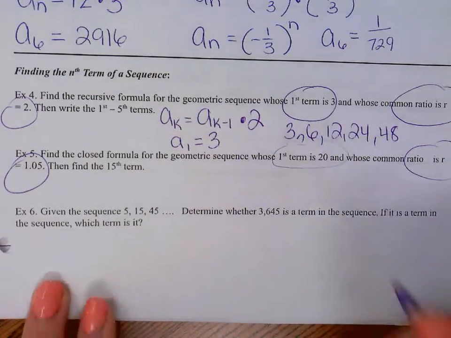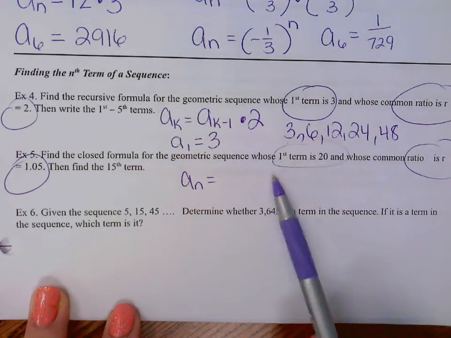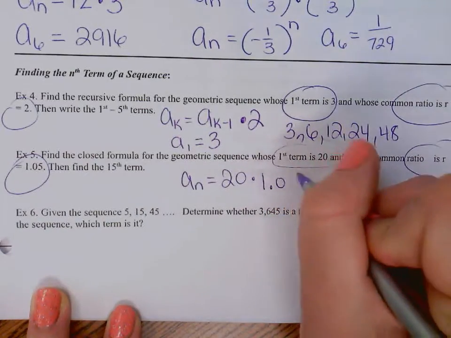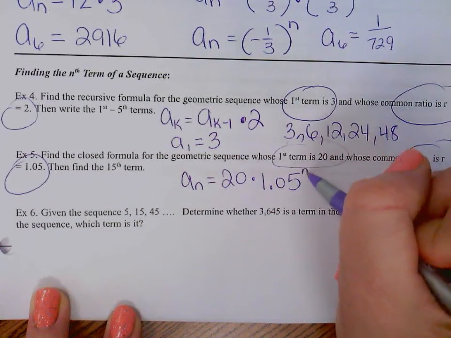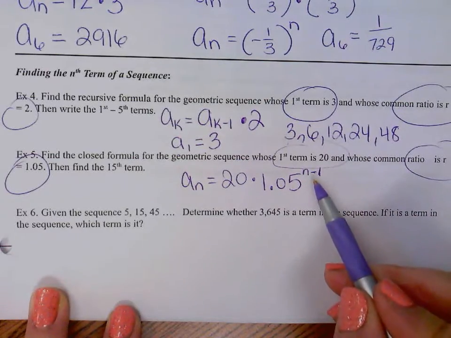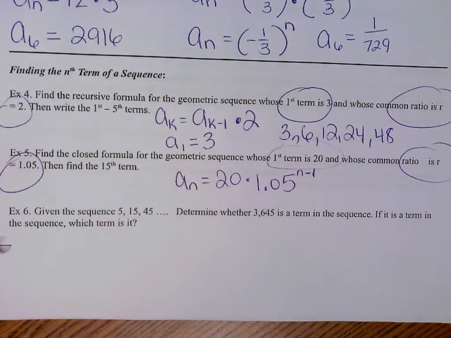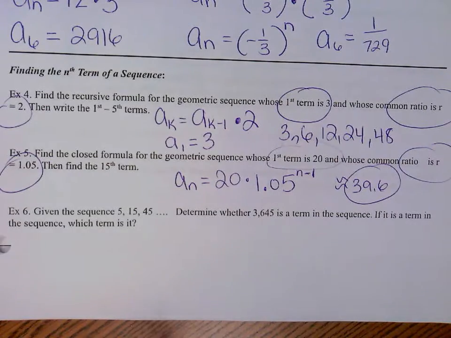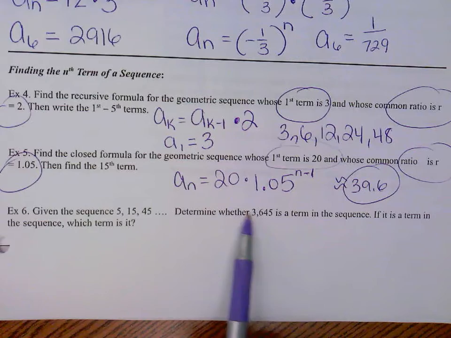The closed formula, a sub n: they're telling you your first term is 20 and you're multiplying by a ratio of 1.05. N minus 1 is in the power. Find the 15th term, so 20 times 1.05 to the 14th power, 39.6 if I rounded it. And then given this sequence, determine if this falls in the sequence or not.